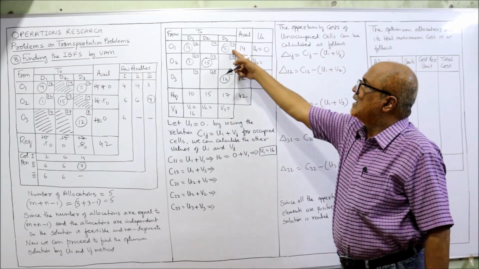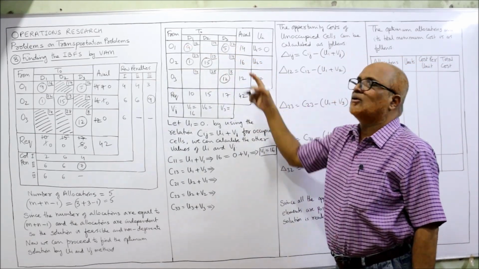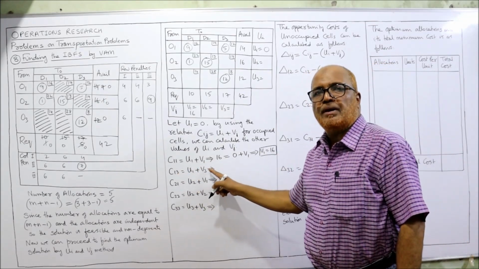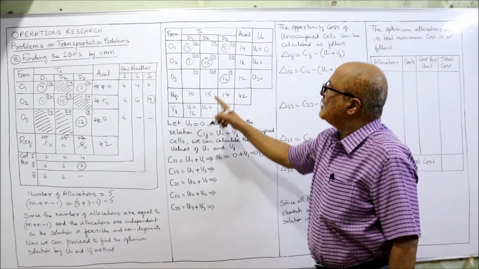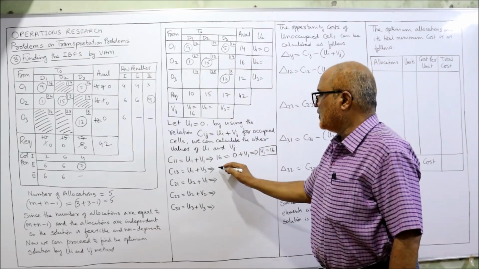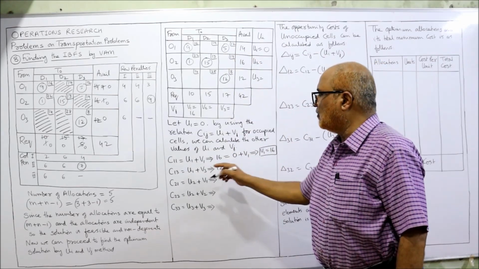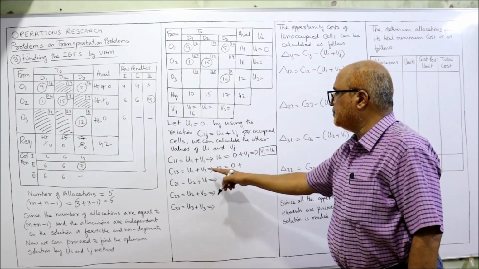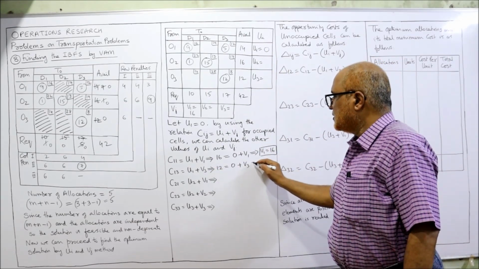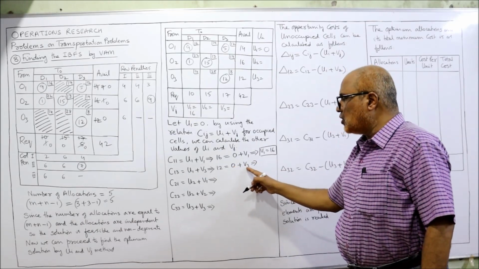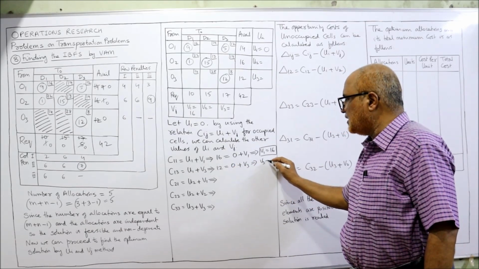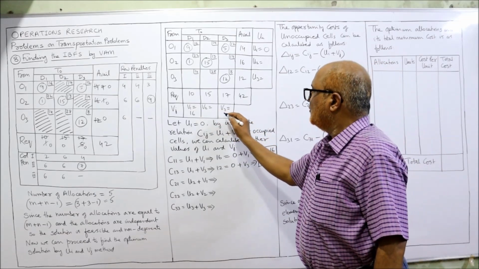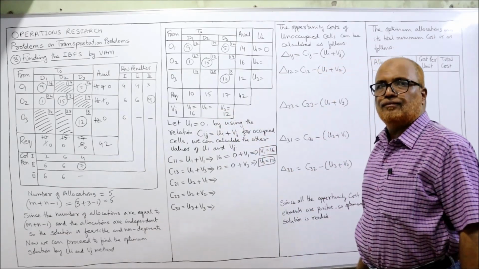Now we make use of this cell. First row, third column, 1, 3. So C13 is equal to U1 plus V3, right? What is C13 here? 12. 12 is equal to U1, U1 is 0, plus V3. So 12 is equal to 0 plus V3, or we can say V3 is equal to 12. V3 is equal to 12, right?